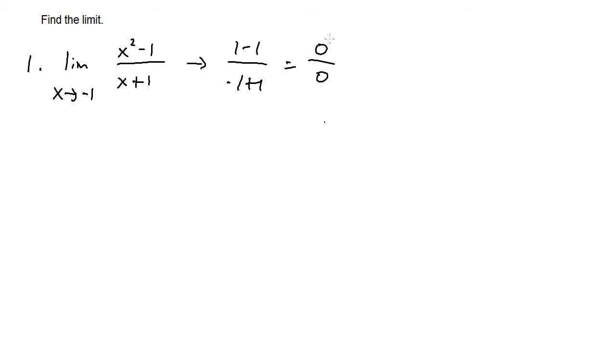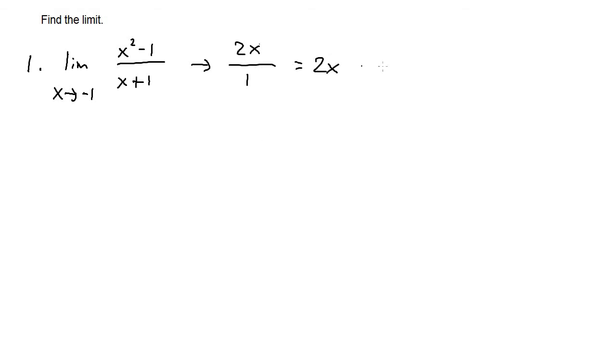Because it's in that indeterminate form of 0 over 0, we can go back to the original limit and use L'Hopital's rule. Now remember, in L'Hopital's rule, we take the derivative of the numerator and the derivative of the denominator. So the first derivative of the numerator, the derivative of x squared minus 1, is just going to be 2x. And then the derivative of x plus 1 is just going to be 1. So 2x over 1 is going to give us 2x.